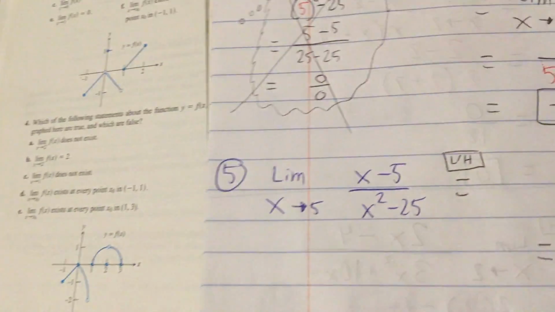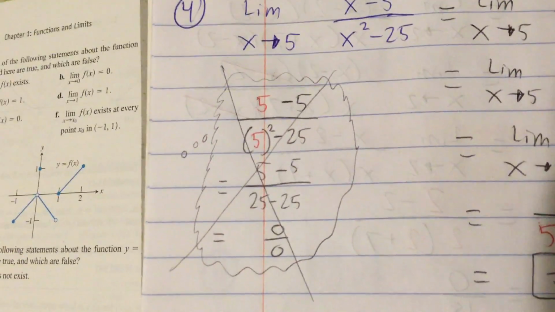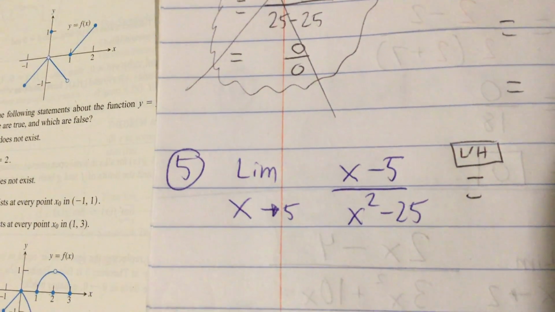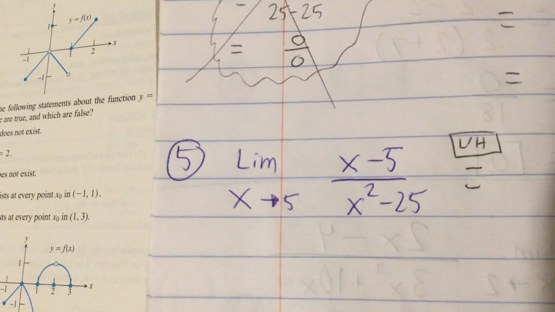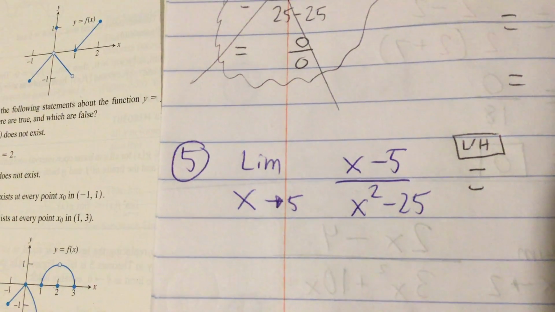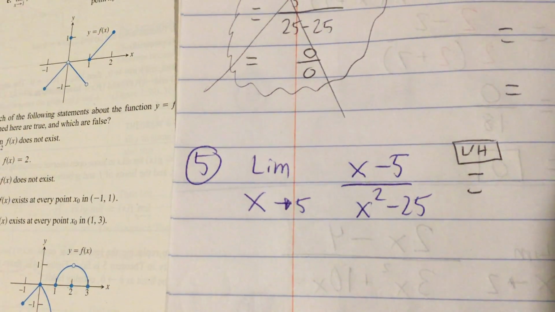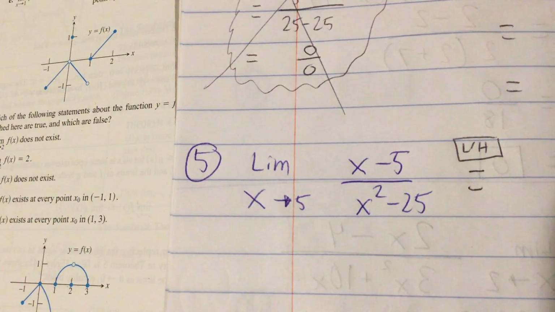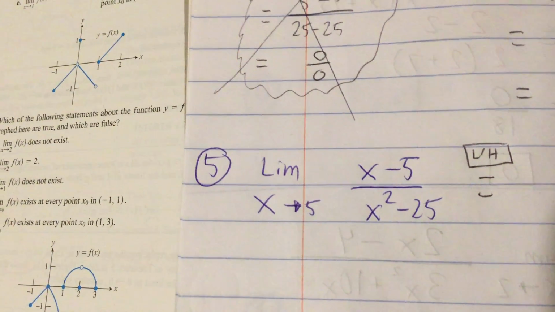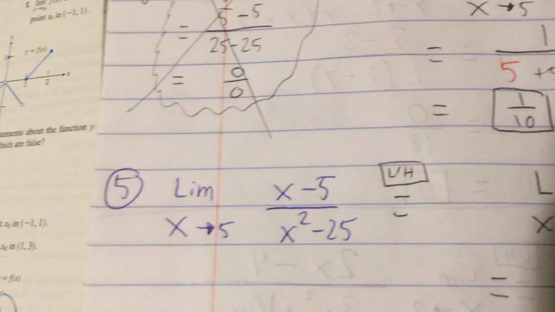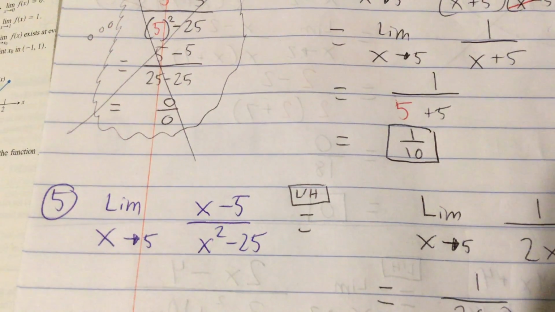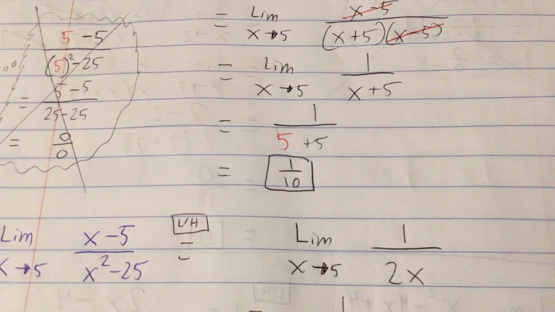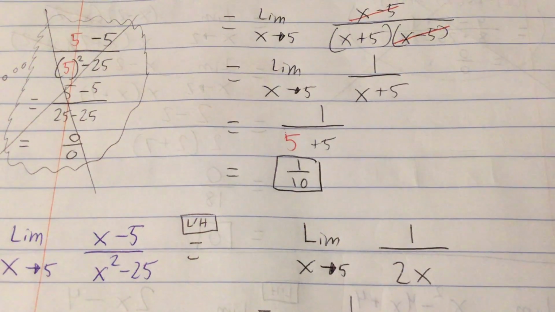So let's take a look at this problem yet again. Spoiler alert, we learned that before, it was a hole in the graph. So let's take the derivative of the top and the derivative of the bottom and hope that that problem goes away. What is the derivative of the top? What is the derivative of the bottom? So it becomes the limit as x approaches 5 by L'Hopital's rule is 1 over 2x, because the derivative of x is 1, the derivative of -5 is 0, the derivative of x squared is 2x, and the derivative of -25 is also 0.